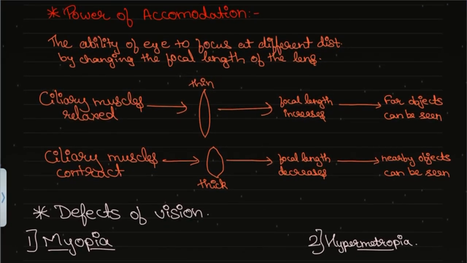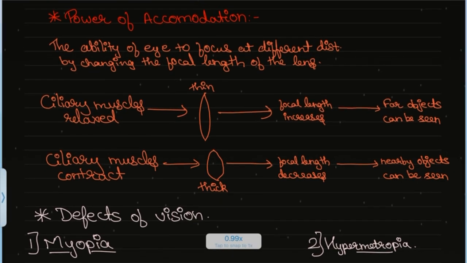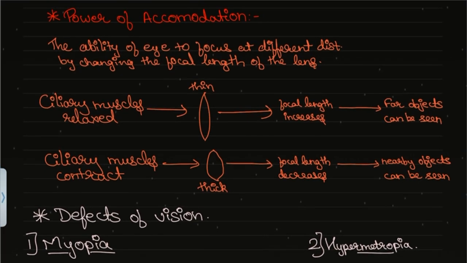Now see the topic of power of accommodation. Now, if we stand in our balcony, a faraway tree is also visible to our eyes. As well as if we hold an apple in our hand, that apple is also clearly visible to our eyes. Now, how is this possible? That far away objects are also visible to our eyes as well as nearby. So, our eyes have the power of accommodation.